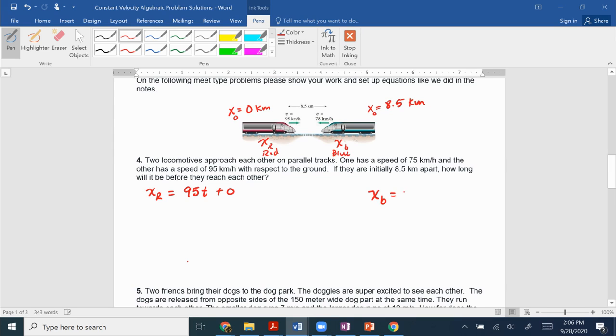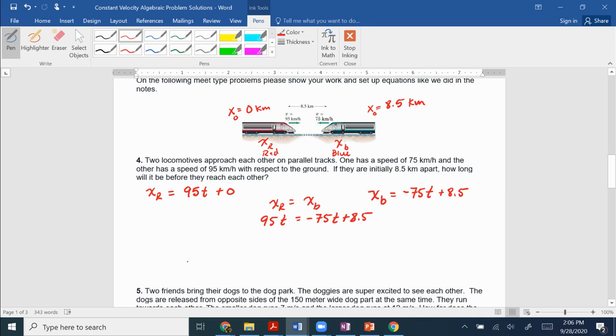Right, it is going to be negative 75t because it's heading in the negative direction. It's going to the left, plus 8.5 because it starts out 8.5 meters away. Now, of course, we want to know when do they meet, so we want to know when does the position of the red train equal the position of the blue train. So that's just going to be 95t is equal to negative 75t plus 8.5.